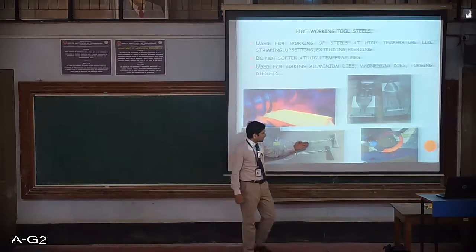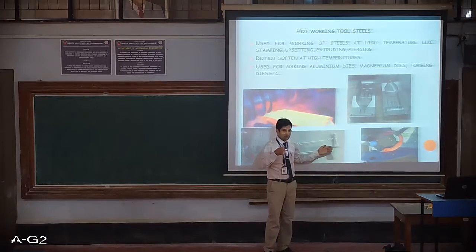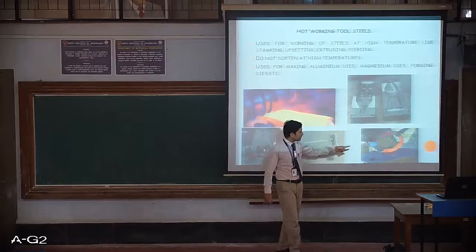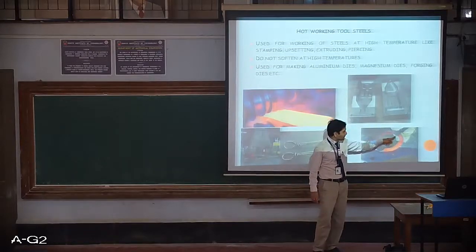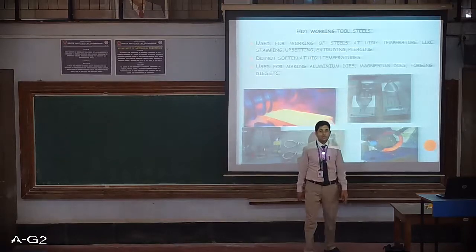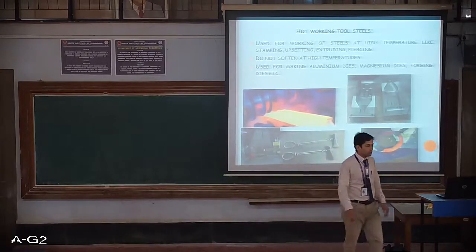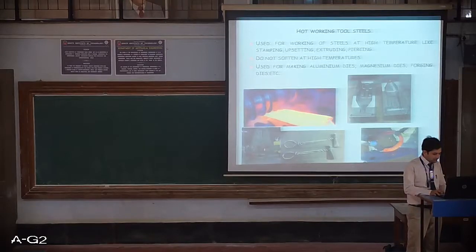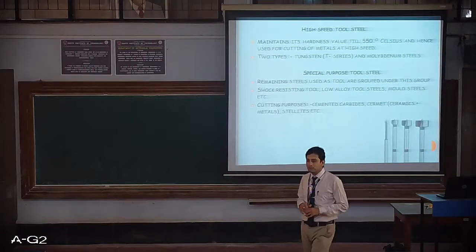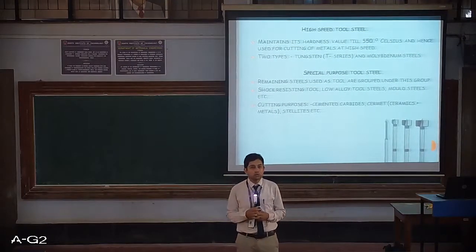These are again two kinds of chisels or hammer-like things, which are again used at high temperature application. You can see here, you have a heated horseshoe, and it is being deformed with the help of a tool, which is hot working tool steel. These are some examples of hot working tool steel. Now other types of tool steels are also there, and one among them is called high speed tool steels.